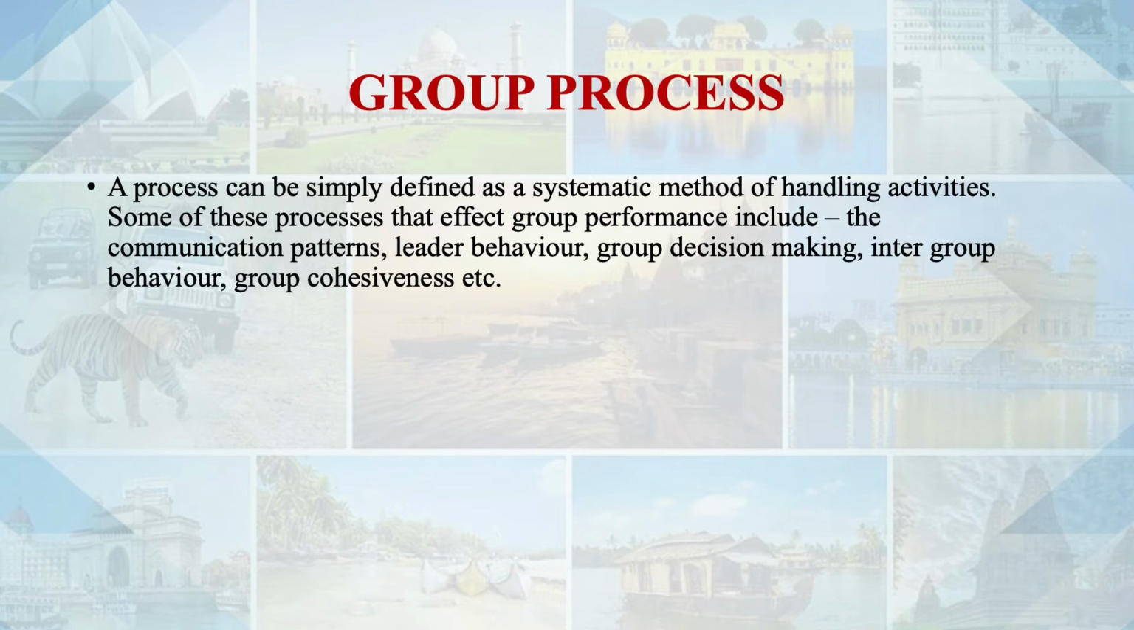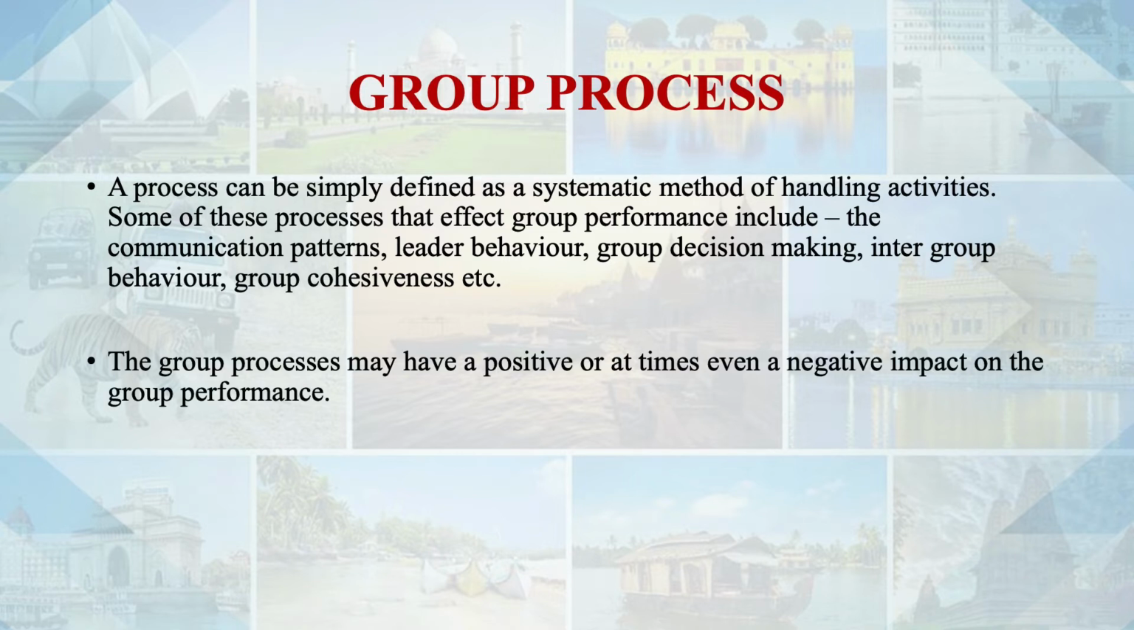Some of these processes that affect group performance include the communication patterns, leader behavior, group decision making, intergroup behavior, group cohesiveness, etc. The group processes may have a positive or at times even a negative impact on the group performance. The group process may at times lead to synergy, whereby the groups can create output much greater than the sum of their inputs. The negative aspect is best depicted by social loafing, which represents negative synergy. That is, the output is much less than the sum of inputs.